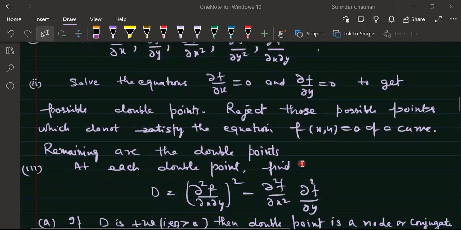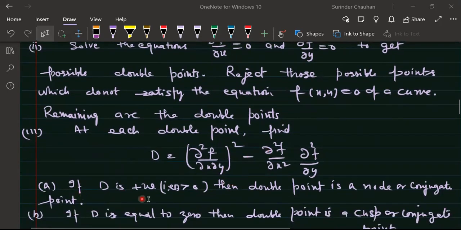Now to discuss the remaining double points, at each double point we find the value of d, which is equal to the square of the mixed second derivative of f with respect to x and y, minus the product of the second derivative of f with respect to x and the second derivative of f with respect to y. We find the value of d at the double points. If d comes out positive at the double point, then the double point may be either a node or a conjugate point.